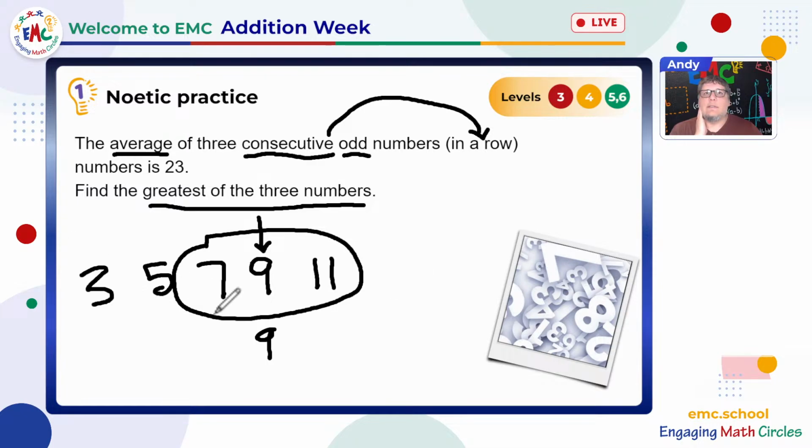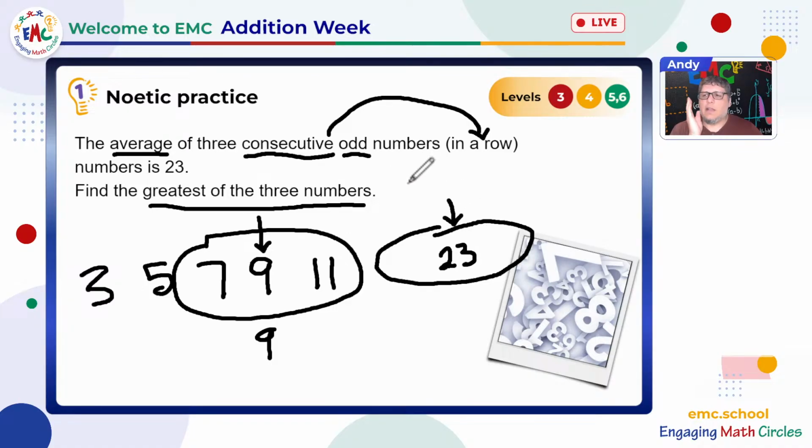Okay, so we have 9 is the average here, which means I just need 3 numbers where the middle one is 23. And they all have to be odd. So I need the next lowest and next highest odd numbers: 21, 25. What is the greatest of those 3? 25. That's our correct answer.